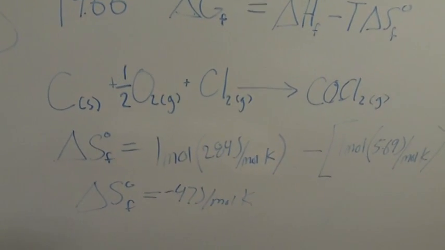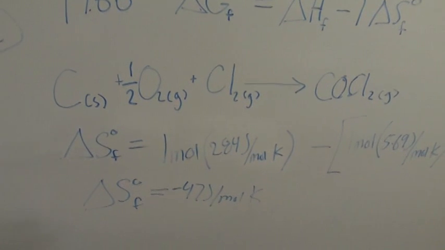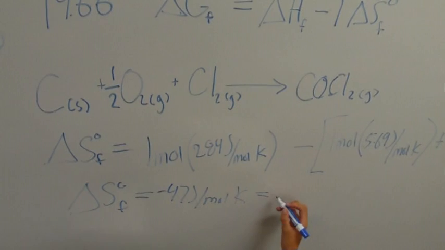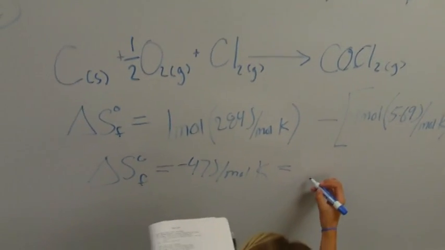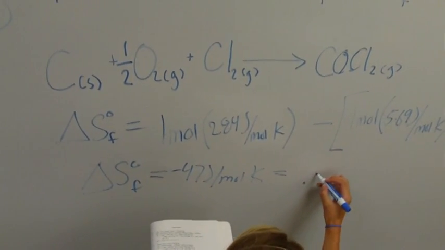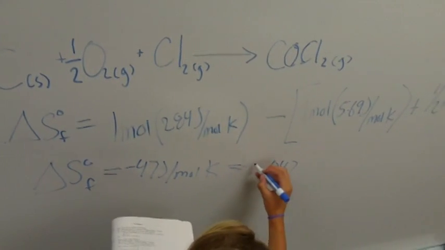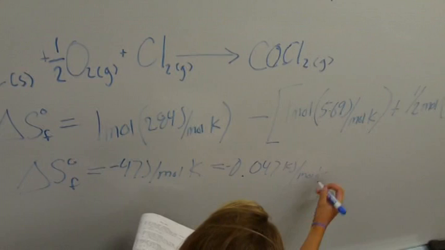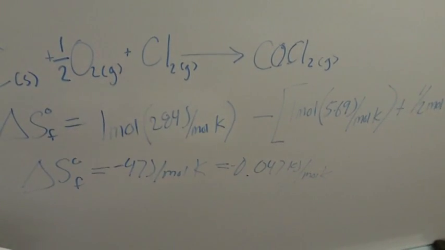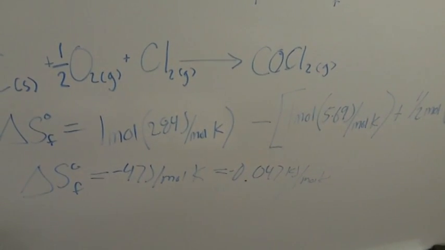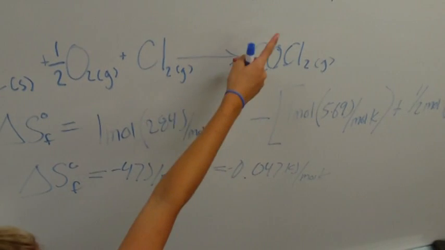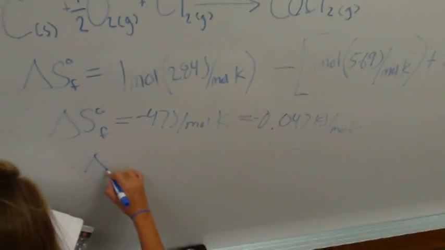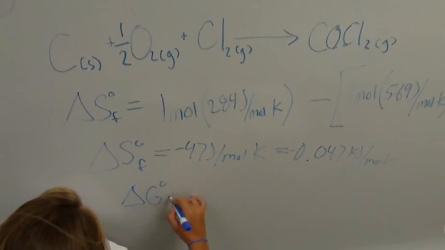Now remember, in the problem they wanted us to have it in terms of kilojoules, so I'm just going to go ahead and convert that. It's going to be 0.047 kilojoules per mole Kelvin. Now all we have to do is plug this into the equation along with the things they gave us in the problem to get our delta G.